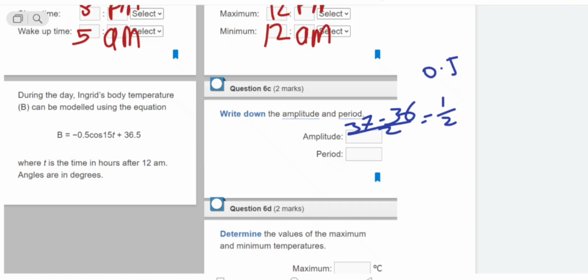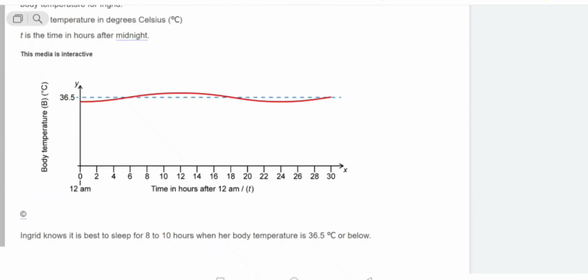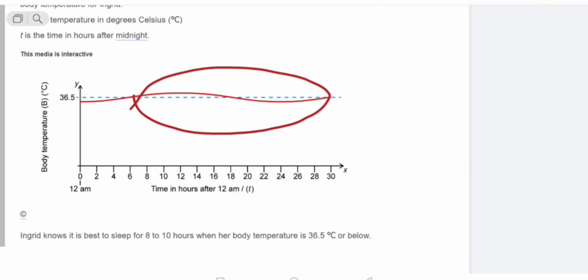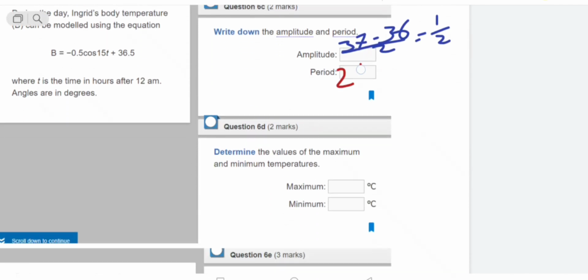Clear? The next question: what is the period? The period is from here to here again. Maximum and minimum both covered, so that is 24 hours. It is a full circle. You know the cos already, 2 pi or 360.